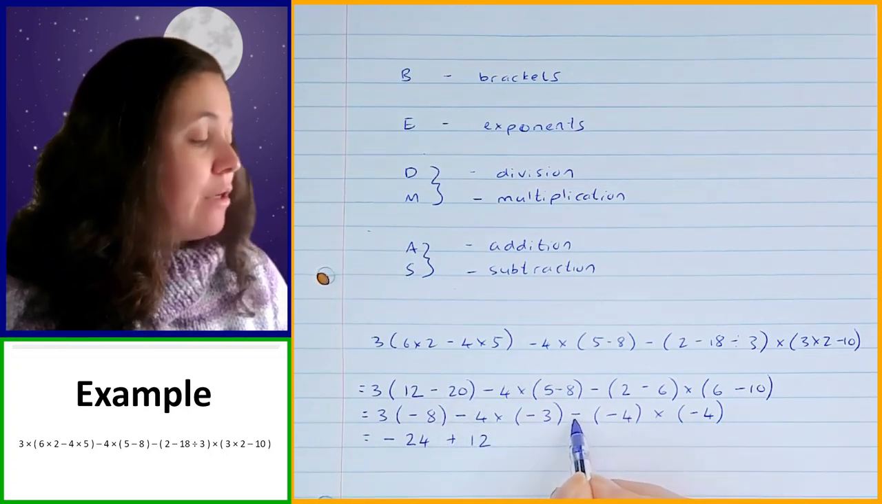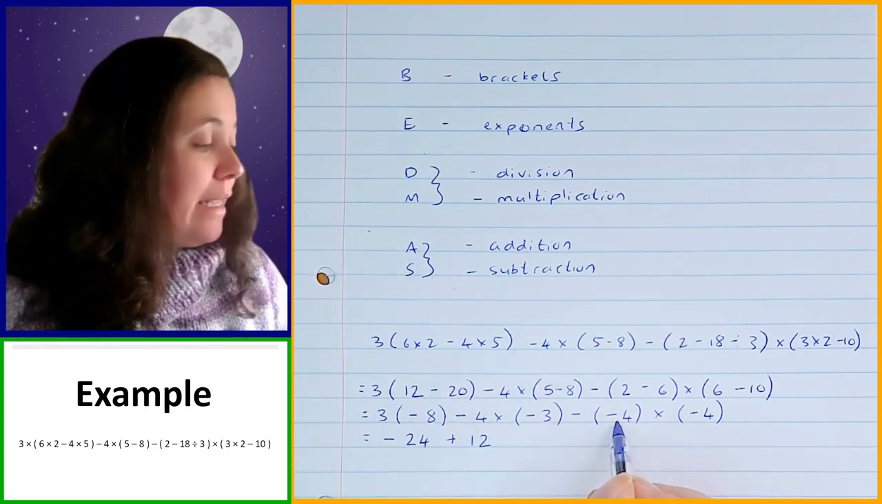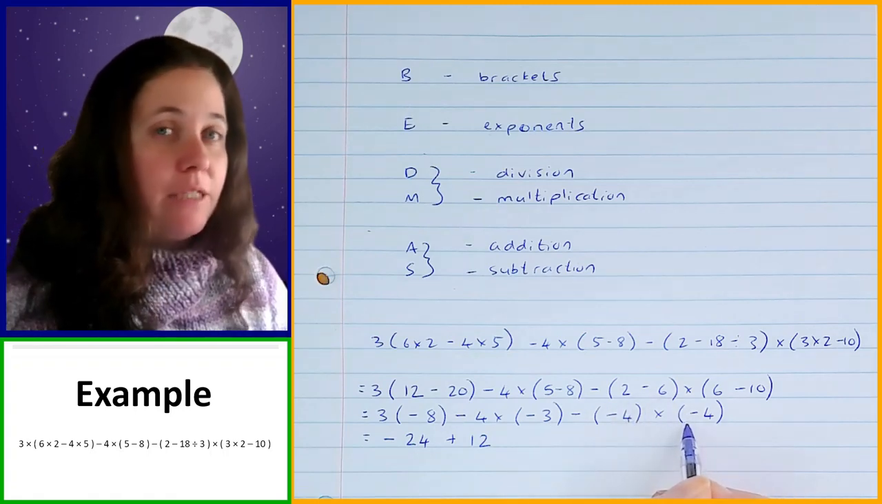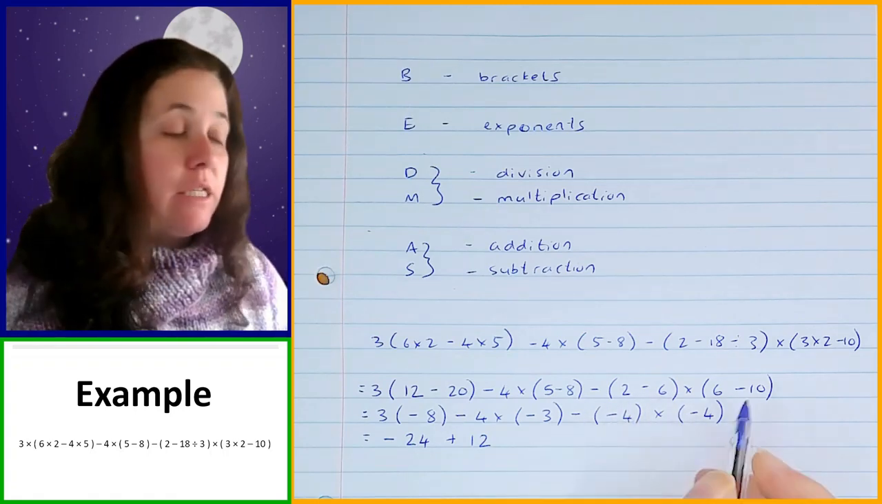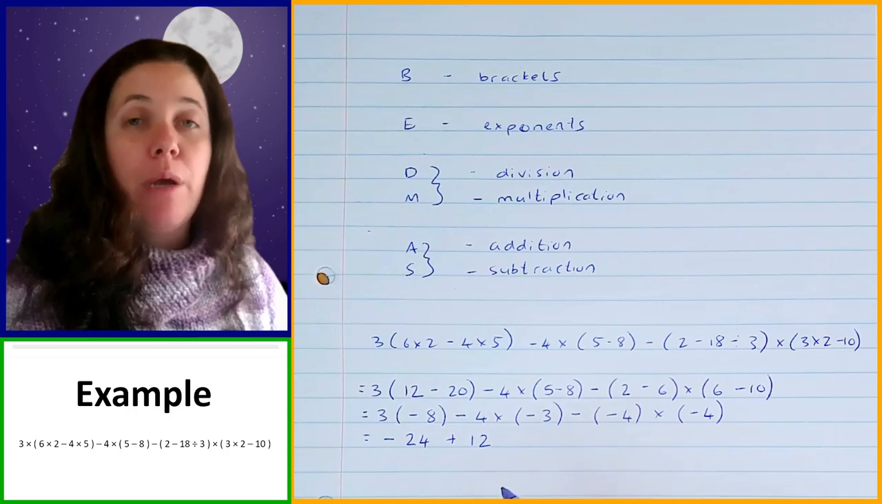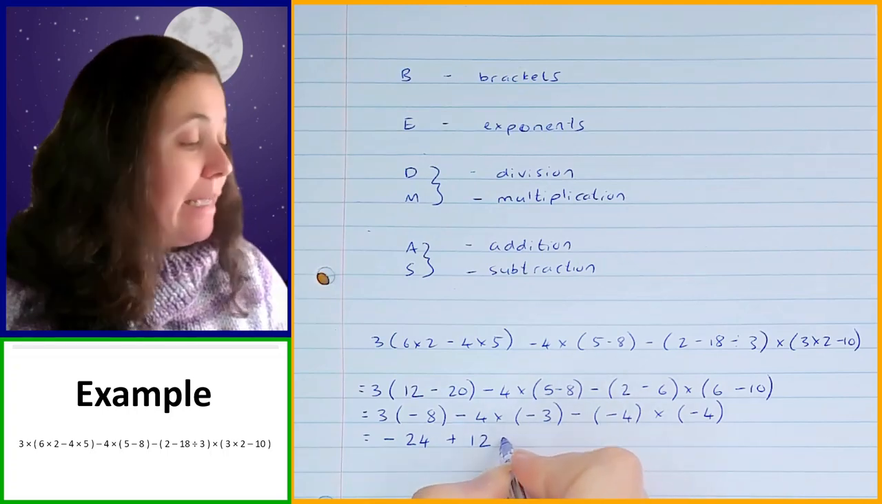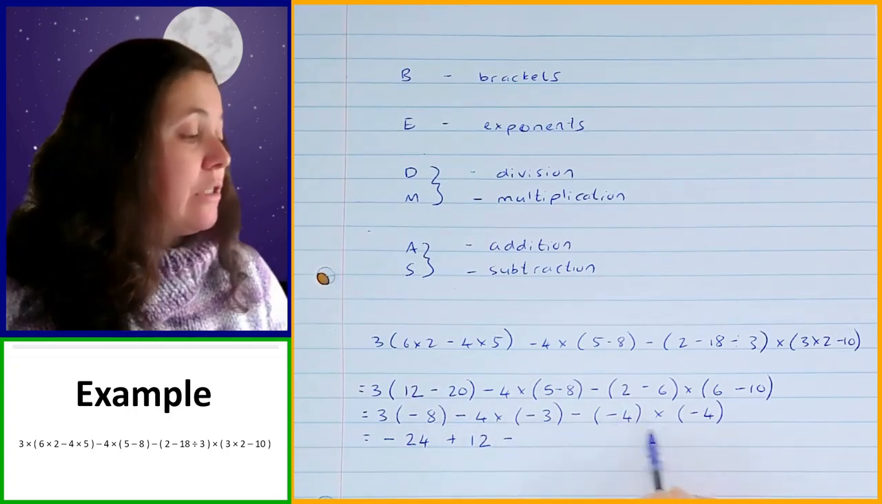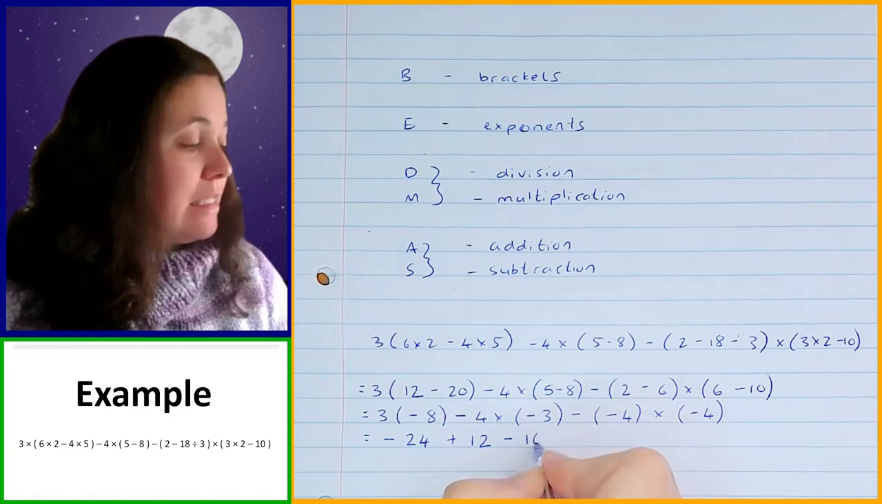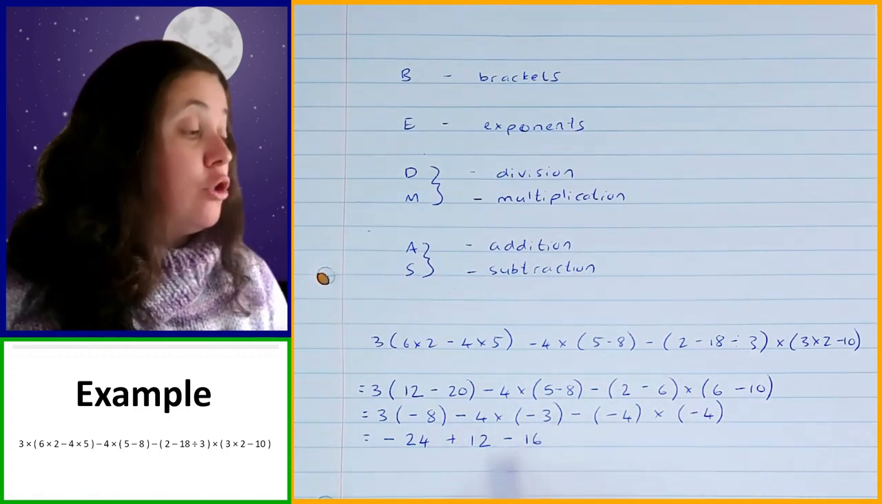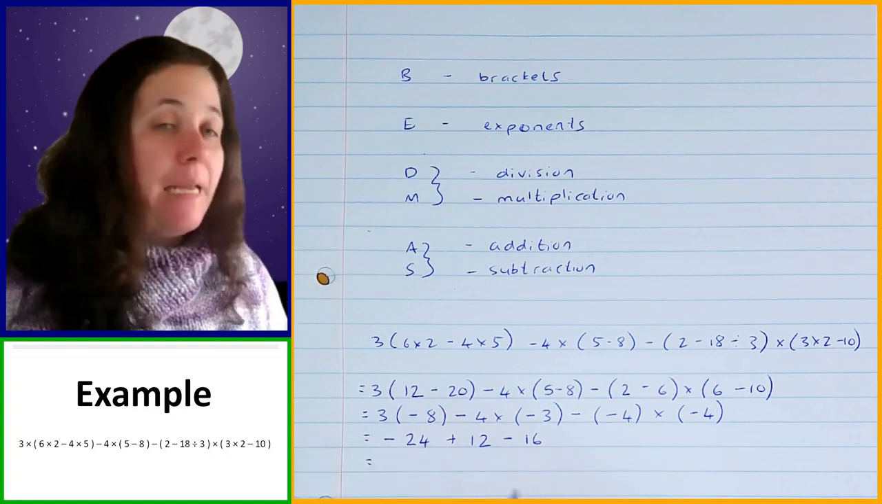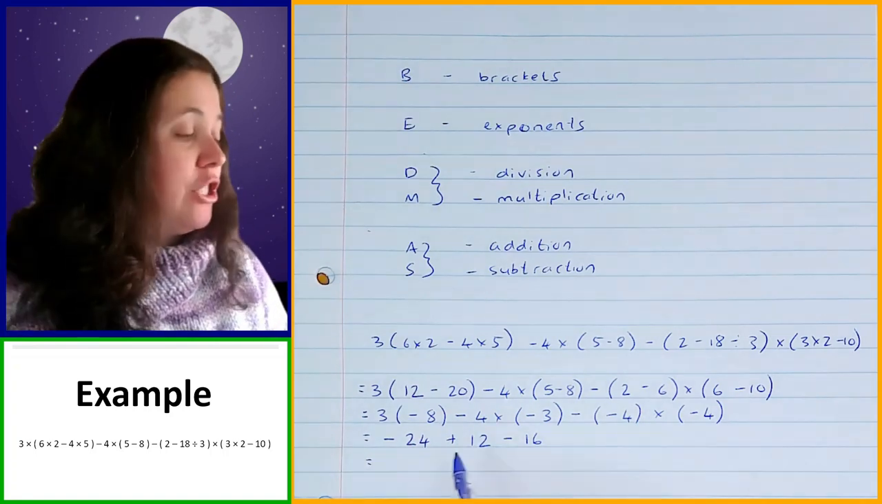Then over here, I've got negative 4 times negative 4 times negative... so 3 negatives is an odd number, and we said that when we have an odd number of negatives, we get a negative answer. So it's going to be negative, and then 4 times 4 is 16. So that's what you should get for the next line. And now we're going to simplify the addition and subtraction.